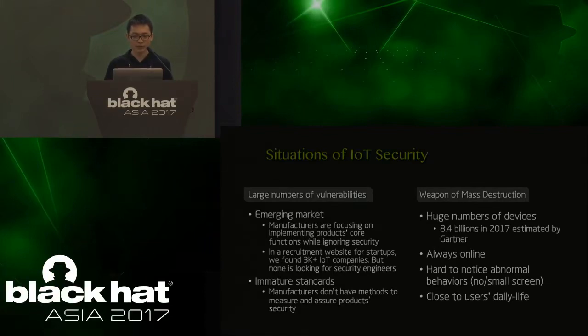Why so many vulnerabilities? Because IoT is an emerging market, which means manufacturers are still focusing on implementing products' core functions while ignoring security. We checked a recruitment website for startups and found more than 3,000 IoT companies. However, no one is looking for security engineers. The IoT industry also lacks standards, so manufacturers don't have methods to measure and assure product security.